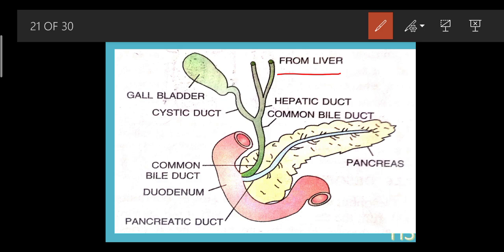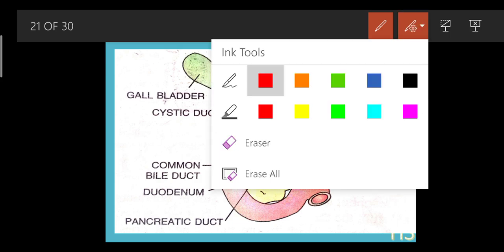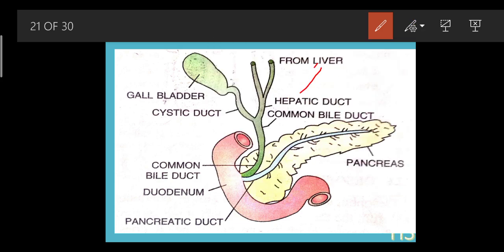If you notice, this is the hepatic duct. What do you mean by the word hepatic? The word hepatic means liver only. Duct means a tube structure. And there is one organ called the gallbladder, which is connected with the cystic duct. They are called ducts because they appear in the shape of a tube, like this.